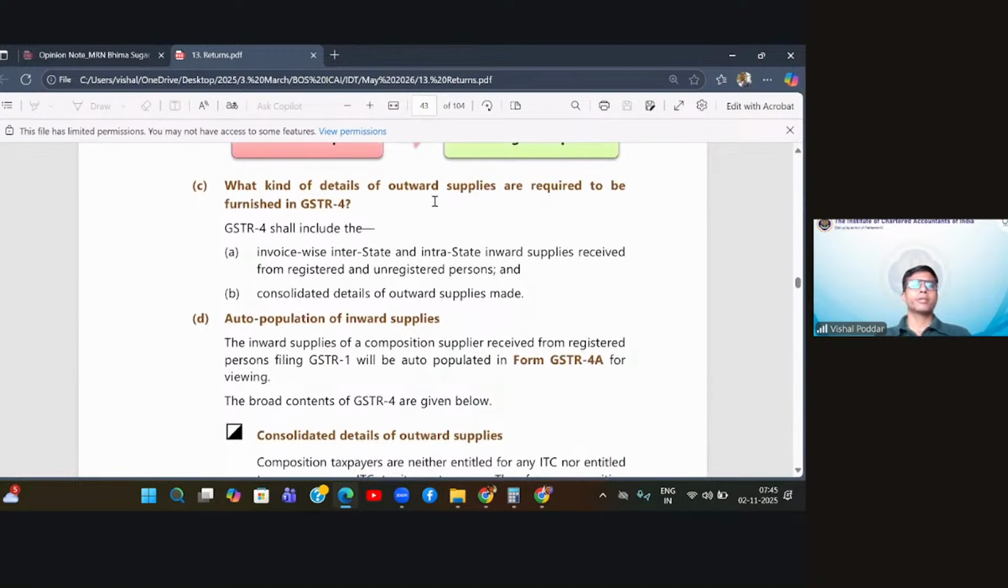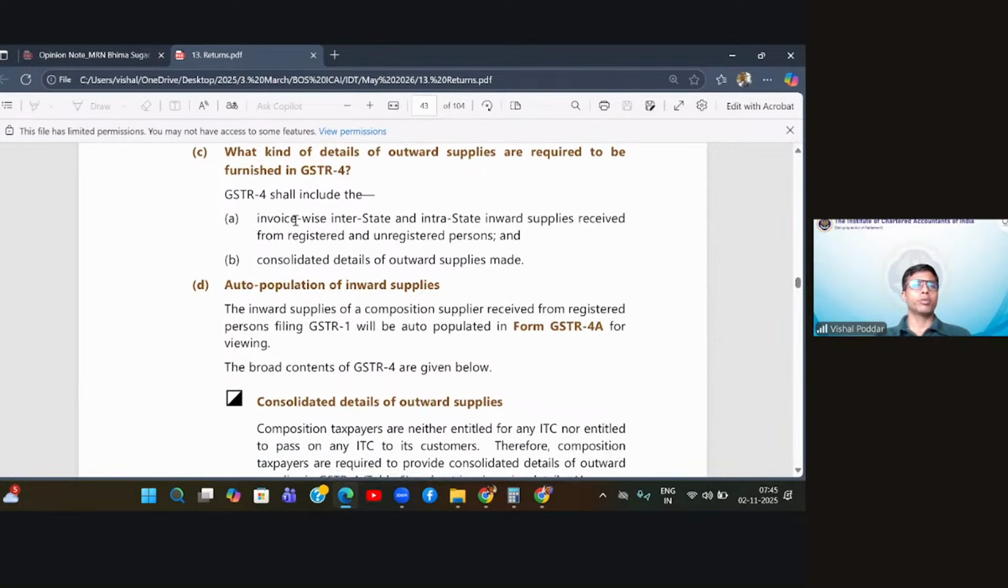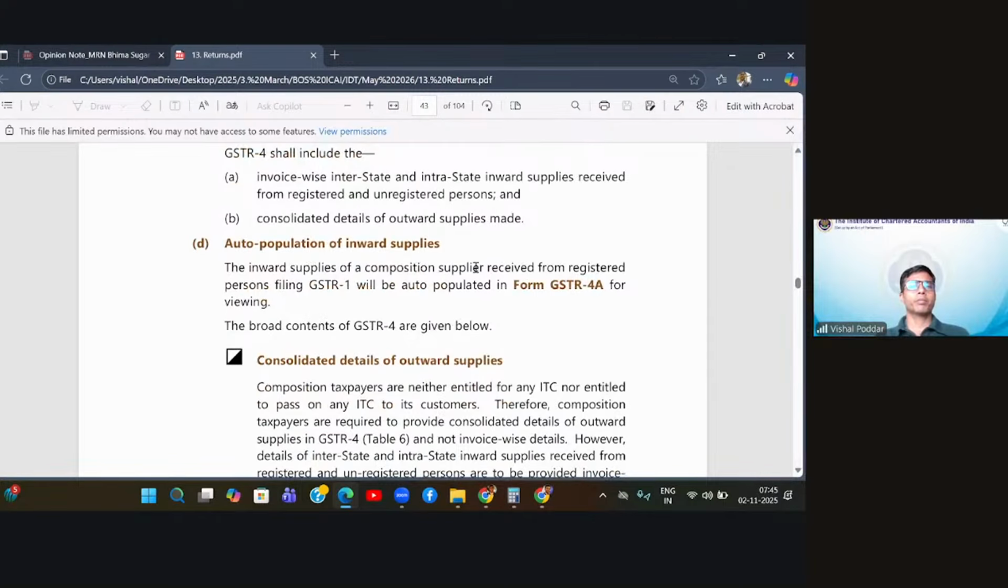Now, what details of outward supplies are required to be furnished in GSTR 4? It includes invoice-wise interstate and intrastate inward supplies received from registered and unregistered persons, and consolidated details of outward supplies. Now, why have they given invoice-wise details of inward supplies? Because anyways, they are coming from the suppliers who have uploaded the GSTR1. So that will be auto-populated in my 4A, right? The inward supplies of a composition dealer received from a registered person filing GSTR1 will be auto-populated in my 4A for viewing.